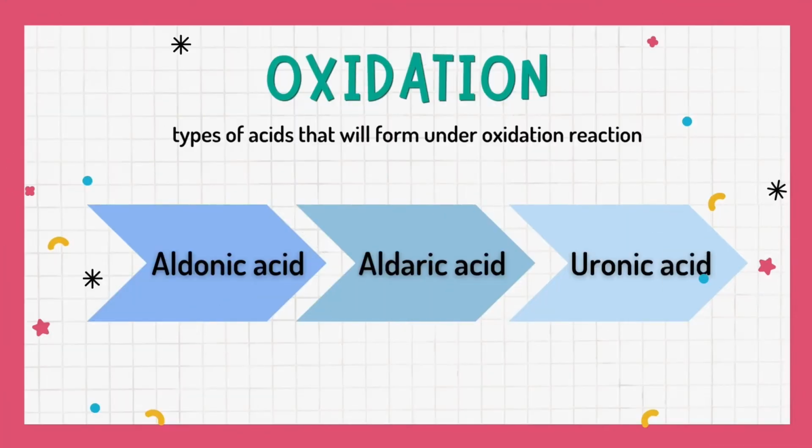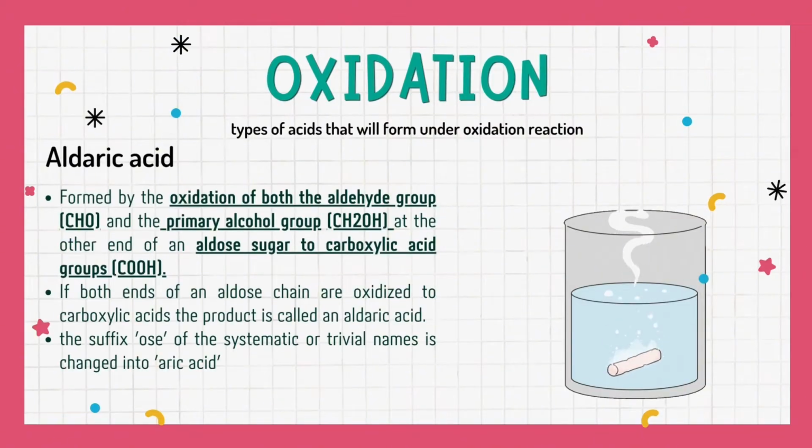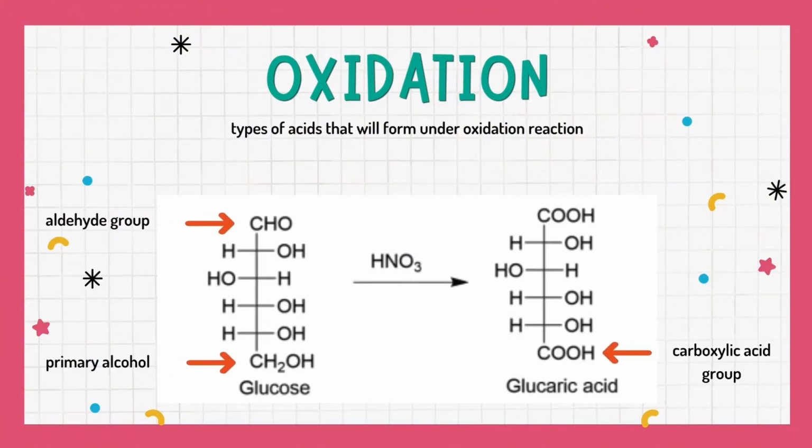Next type of acid is aldaric acid, formed by the oxidation of both the aldehyde group CHO and primary alcohol group CH2OH of the aldose sugar to carboxylic acid groups COOH. If both ends of an aldose chain are oxidized to carboxylic acids, the product is called an aldaric acid. In naming an aldaric acid, the suffix "-ose" of the systematic name or trivial name is changed into "-aric acid." D-glucose is treated with nitric acid, HNO3. Both the aldehyde group at carbon 1 and the primary alcohol group at carbon 6 are oxidized to carboxylic acid groups. This converts D-glucose into glucaric acid with carboxylic acid groups at both ends of the molecule.